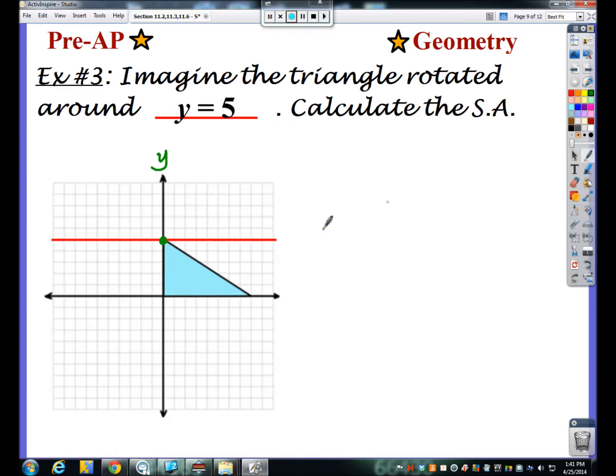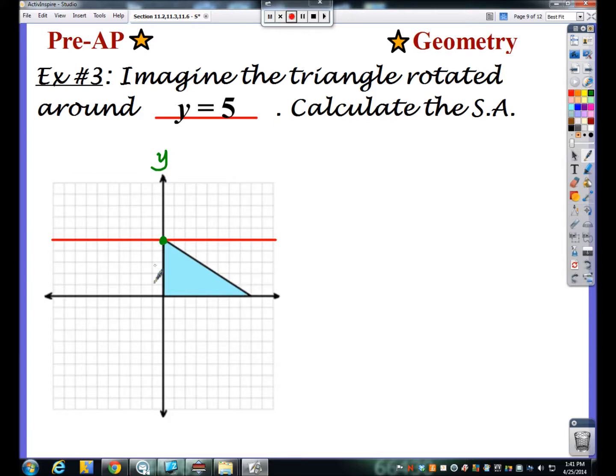So what we're going to do is take this triangle now and rotate it. Instead of before, when we rotated it in a left to right motion for example 2, this one's going to go more of an up and down motion, okay? Because we're rotating it around a horizontal line instead of a vertical line.